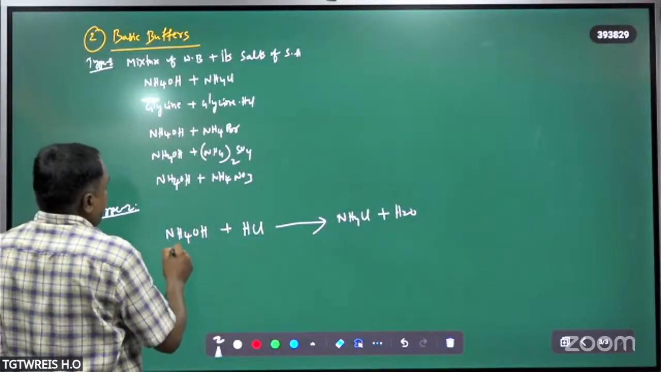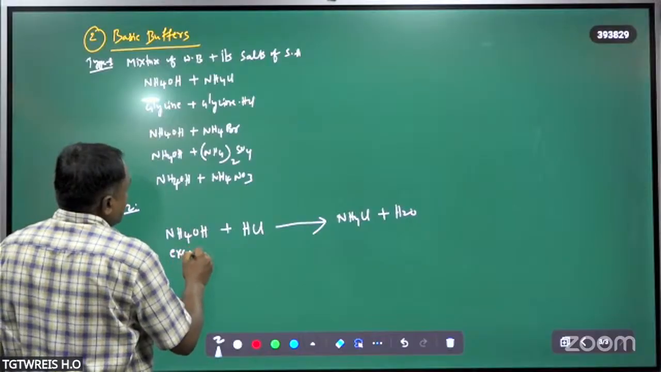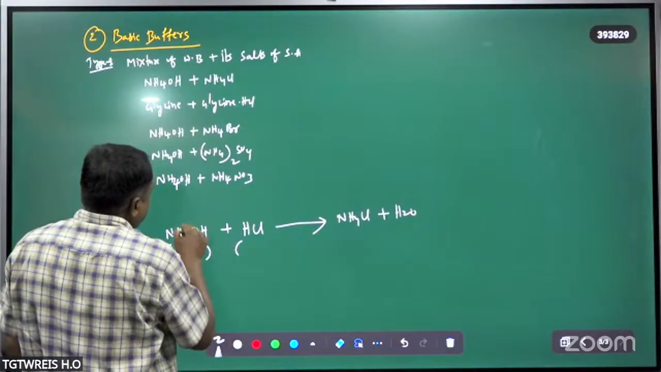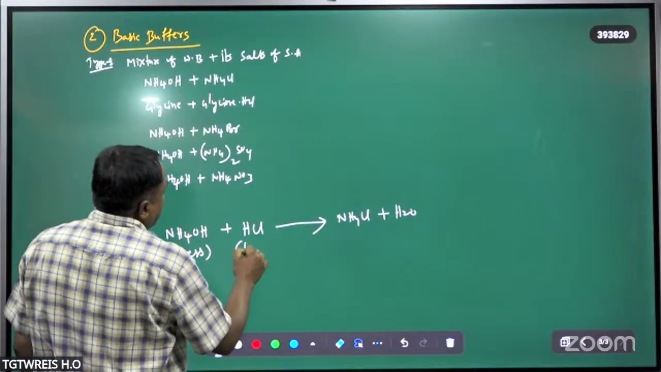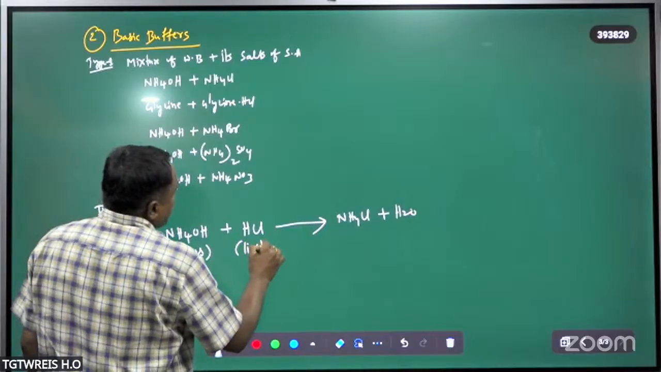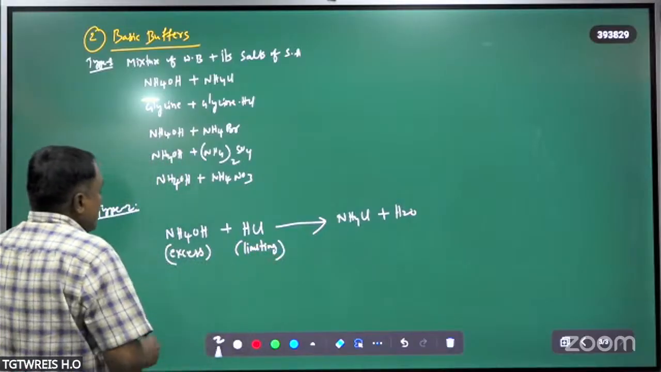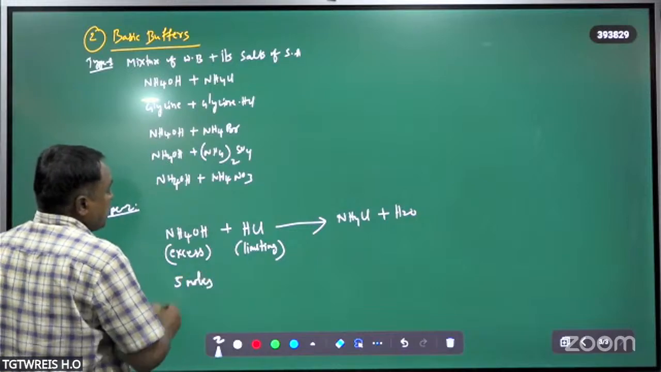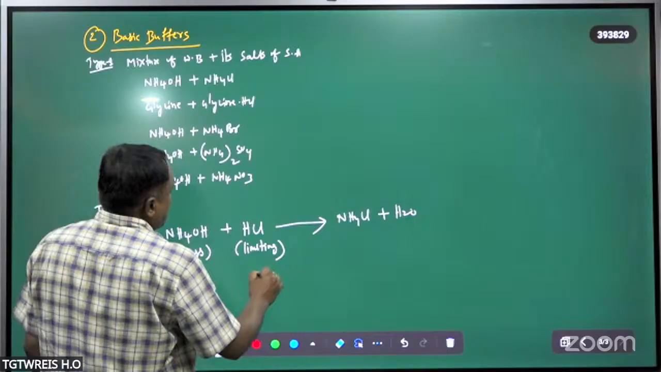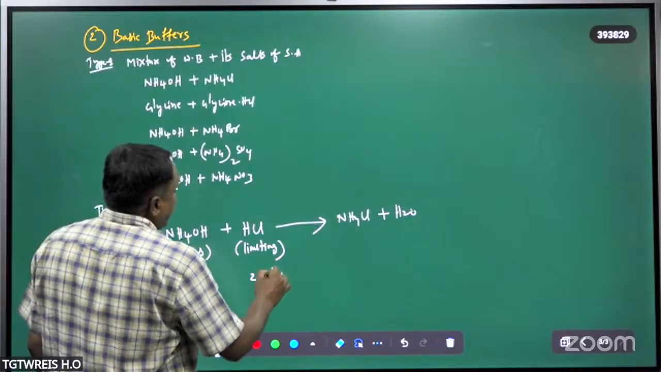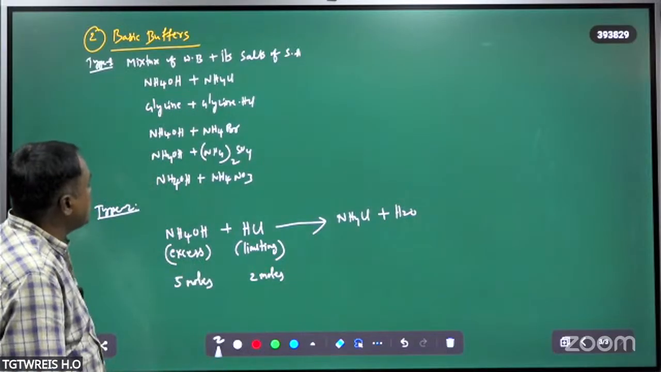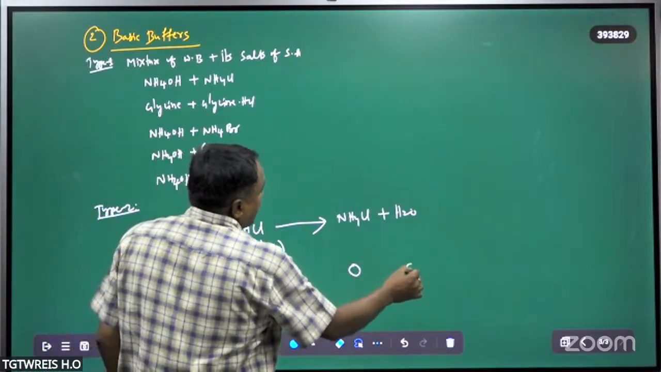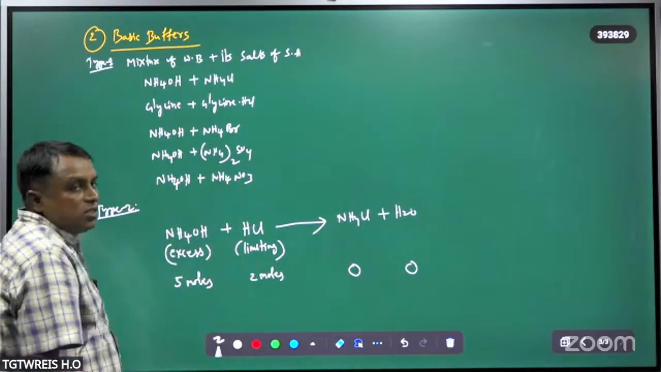The ammonium hydroxide must be taken in excess, and the HCl must be taken in limiting, small amounts. Suppose you take 5 moles of ammonium hydroxide and 2 moles of HCl. Initially there is no formation of ammonium chloride and water, therefore they are 0 and 0.